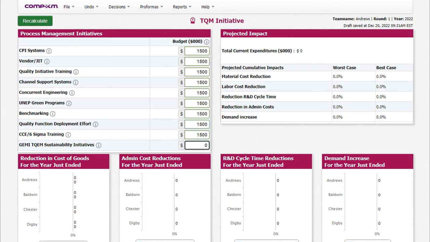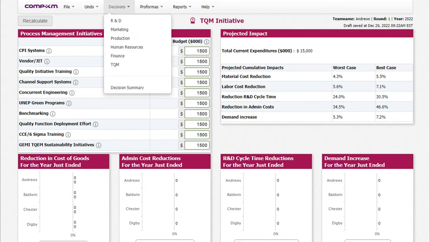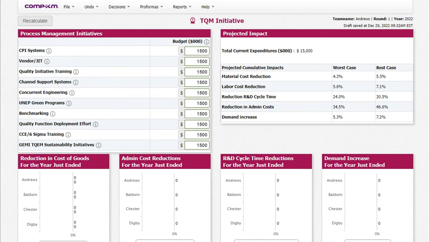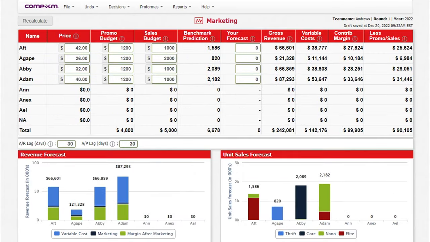So when we reduce the R&D cycle time, our product will come out earlier and we'll have at least 3 months of selling the modified product to our customers. Another thing about TQM is that it will help us to increase demand, reduce material cost, and also reduce the labor cost. If we reduce the cost of production, the overall profit is likely to improve. Okay, now we are done with the R&D and TQM. We can go straight to the marketing section.